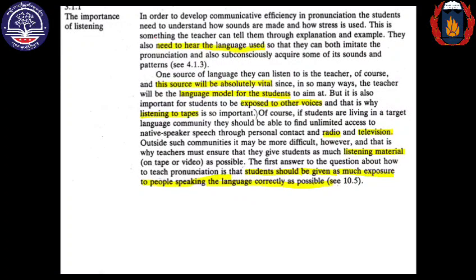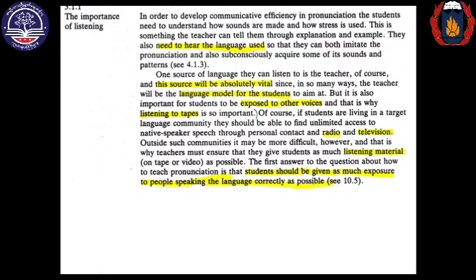Why it is important, we should listen. Only when we listen will we get a correct pronunciation. If we read, we can get how to write correct spelling. In the same way, if we listen, we can know how to say words loudly.